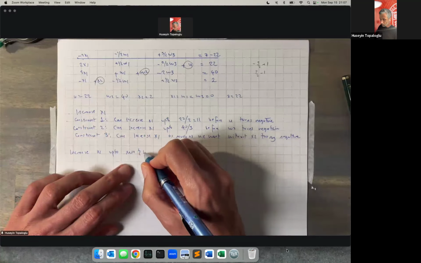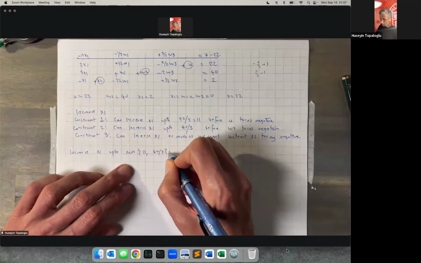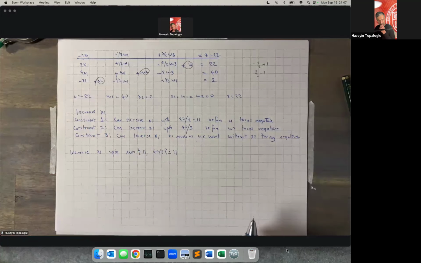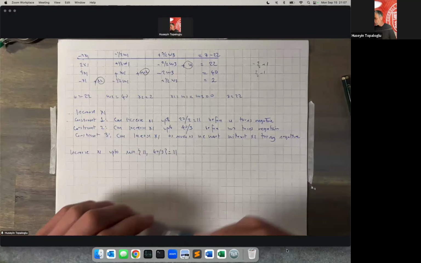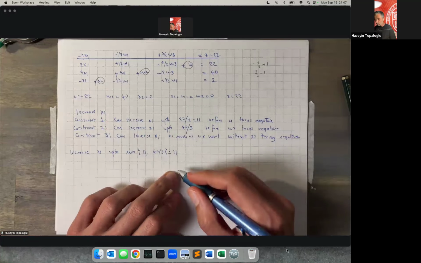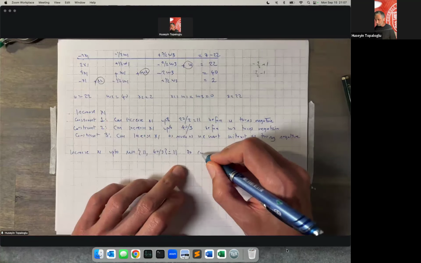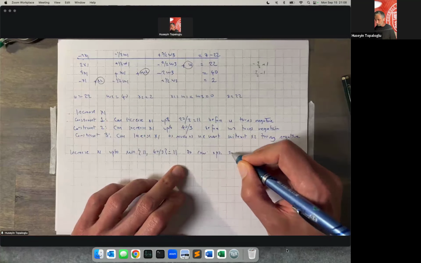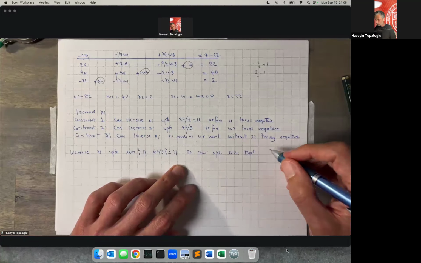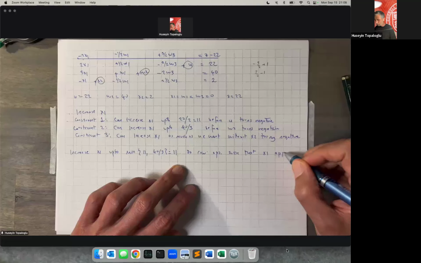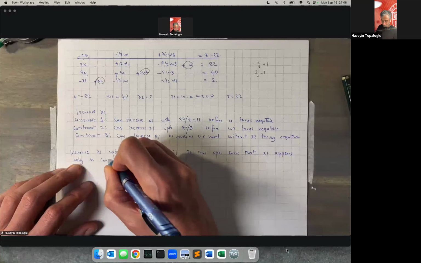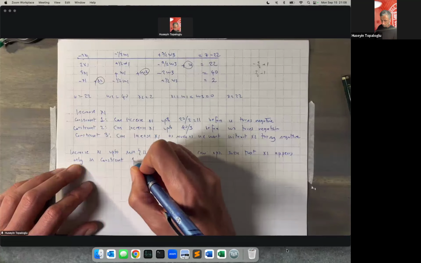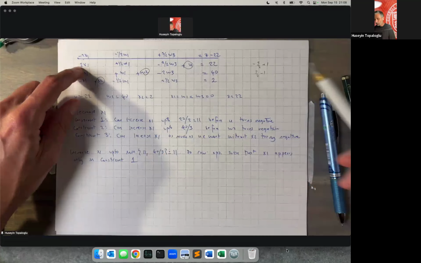Increasing x1 to the minimum of 11 and 40/3. The minimum occurs at 11. So that means that the new value of x1 is going to be determined by the first constraint, which means that we're going to do row operations such that x1 appears only in constraint 1. So I want x1 to appear only in constraint 1.